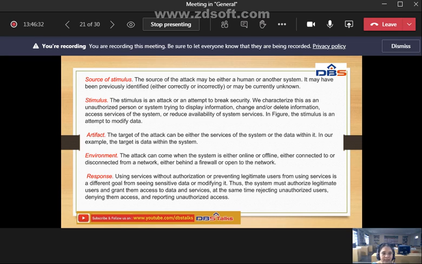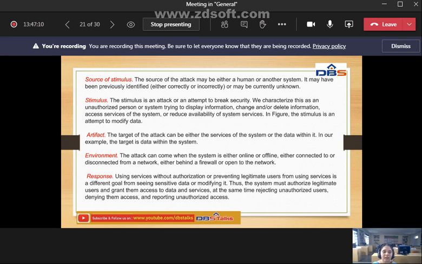We characterize this as an unauthorized person or system trying to display information. That means we need to estimate: some unauthorized person or some unauthorized system trying to display the information without permission. Or not only display the information, they are trying to make some changes or delete some information, or access services of the system or reduce availability of the services.